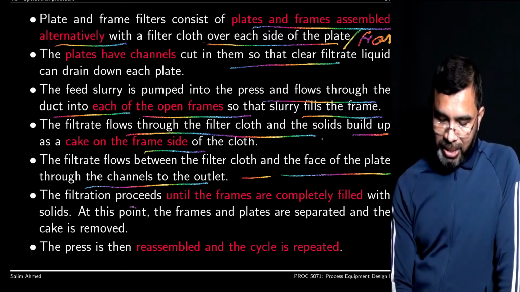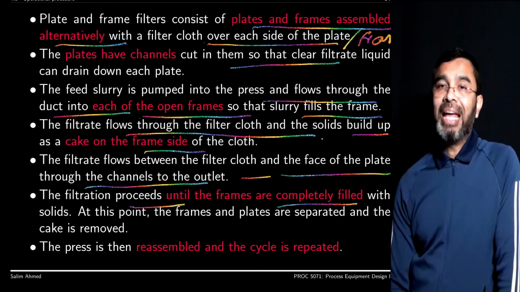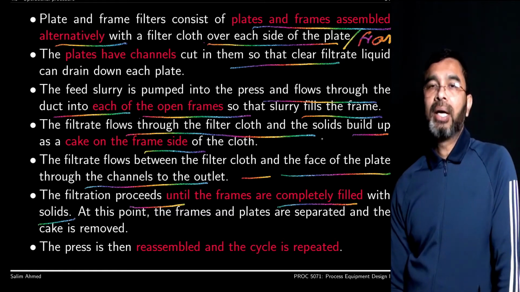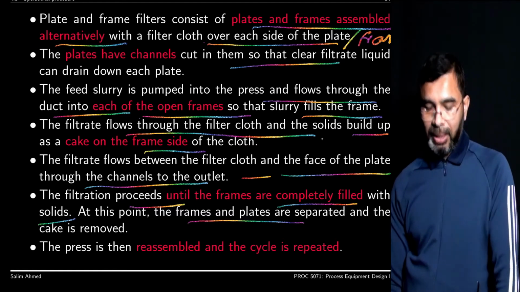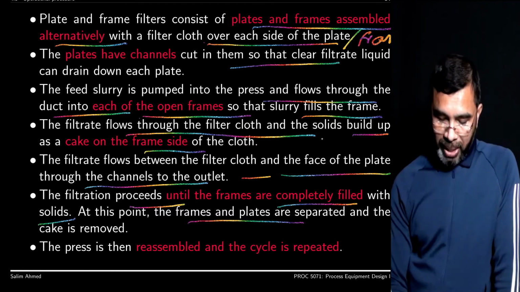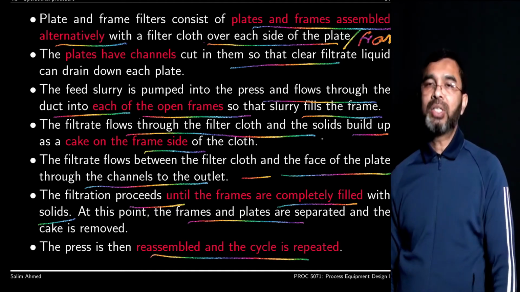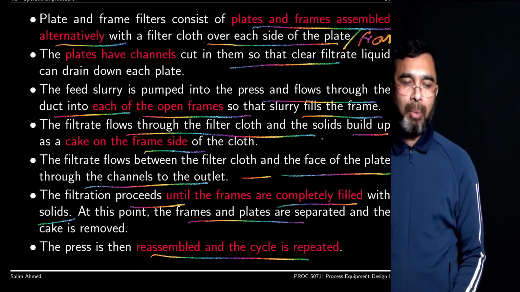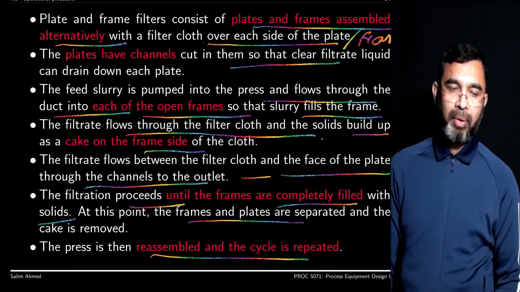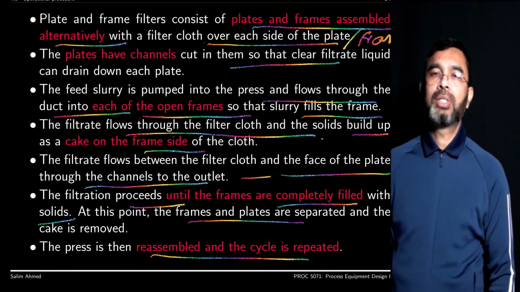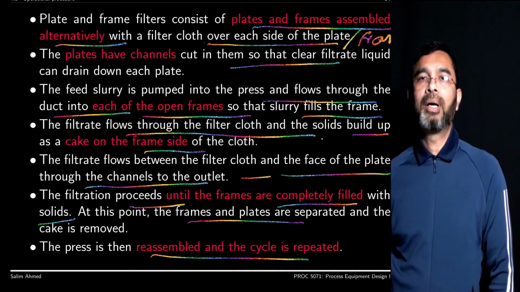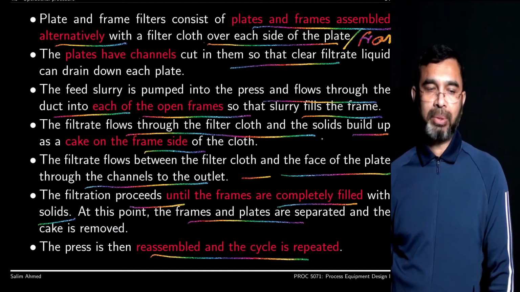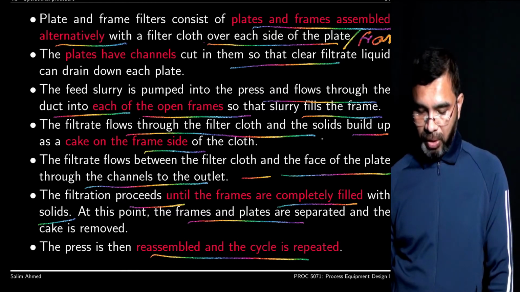The filtration proceeds until the frames are completely filled with solids. At this point, the frames and plates are separated and the cake is removed. The press is then reassembled and the cycle is repeated. So this again is a discontinuous operation. It's not batch in a sense that before it stops running, there is a continuous flow of the filtrate. However, after some time it needs to be stopped. That's why it is called a discontinuous operation.